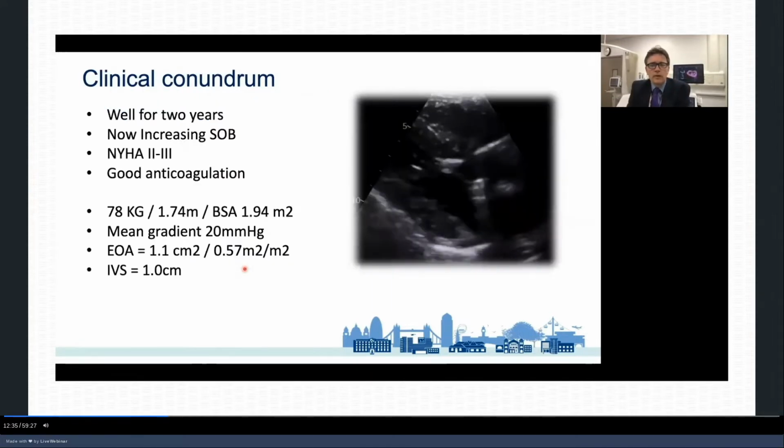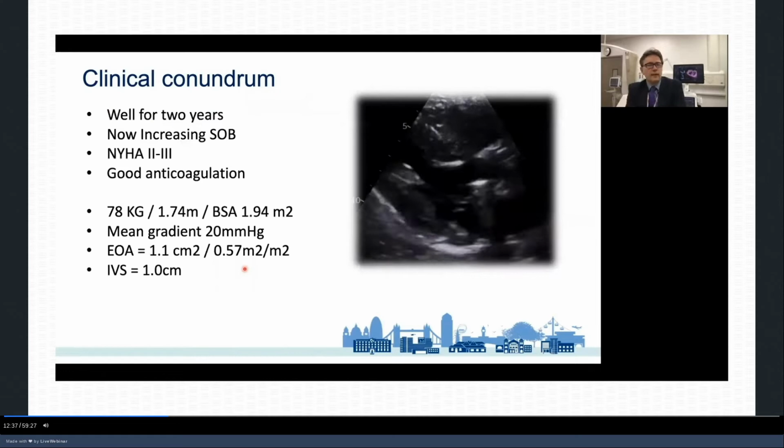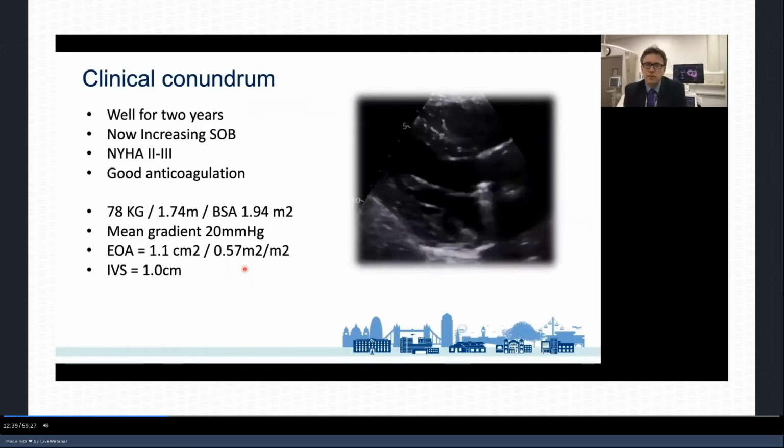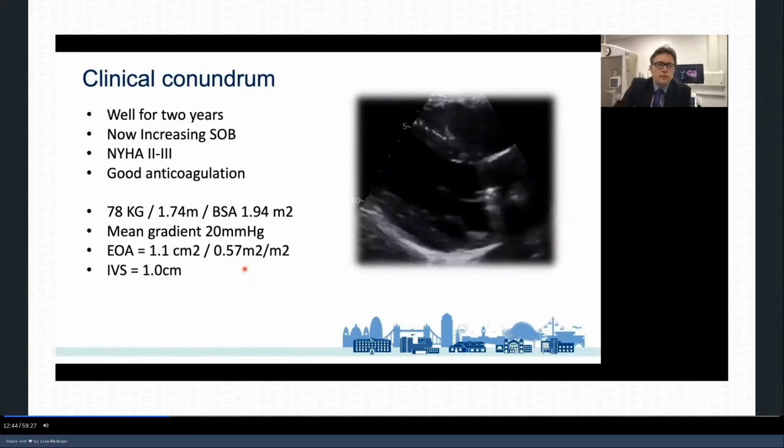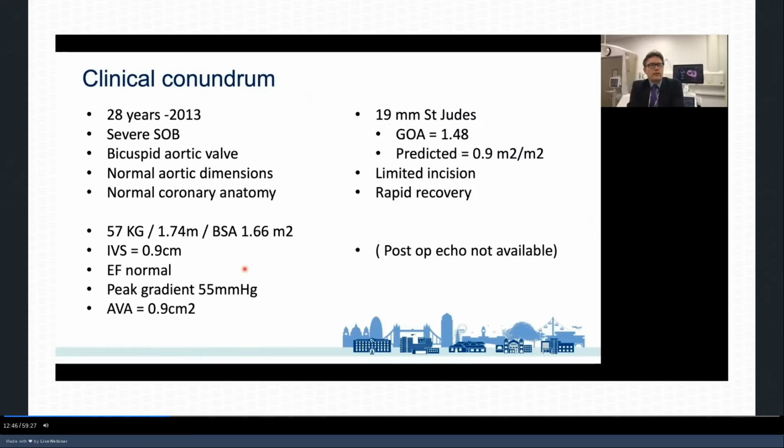So I'm going to share with you a clinical case or a clinical conundrum, which I think illustrates some of these points quite nicely. So, sorry, excuse me, we've bounced forward a slide there. So this is a 28-year-old gentleman who presents in 2018 with severe breathlessness, bicuspid aortic valve with normal aortic dimensions and normal coronary anatomy. At the time of initial assessment, he's 57 kilograms with a height of 1.74 meters, giving a body surface area of 1.66 meters squared.